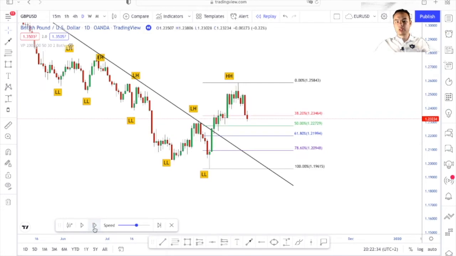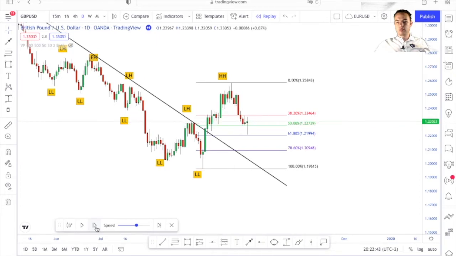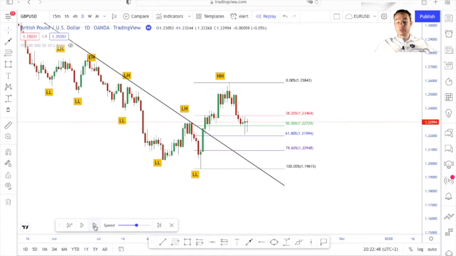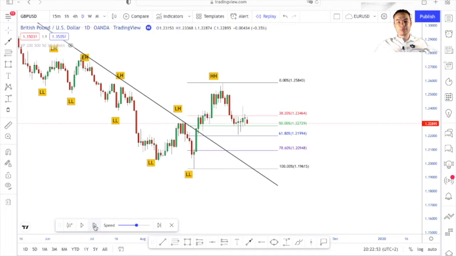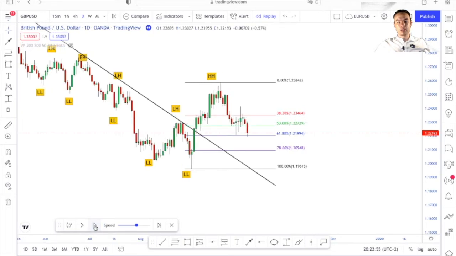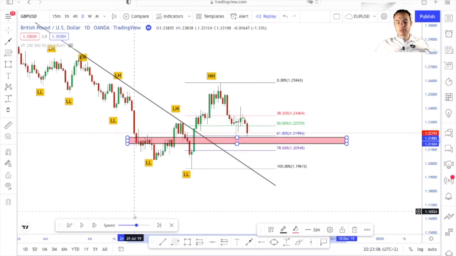Okay, 38. Let's see. Okay, 38 invalid. Ooh, rejected the 61. Let's see. Consolidating. Testing the 61 for the second time. If we look left, look at this area. Okay, so we might enter on the 61.